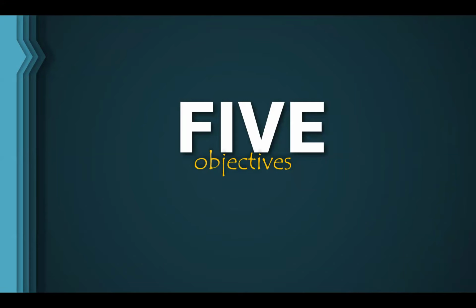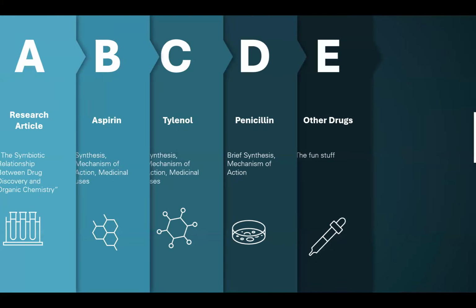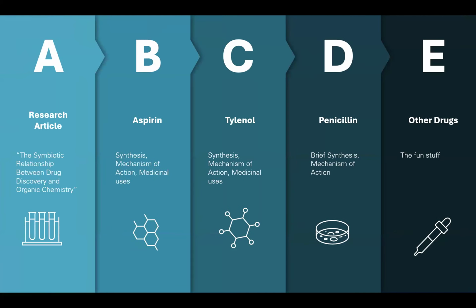So I have 5 objectives that I'll be discussing. First, I'll talk about my article of choice and how it relates to what we learned in this year-long organic chemistry course. Then I'll be going into more detail about how organic chemistry relates to a topic of interest for me, which happens to be drug synthesis, pathophysiology, and anything about the human body. So as you can see, we'll be talking about aspirin, then Tylenol, and then penicillin, and then I'll finally go over some brief drugs that I found interesting.